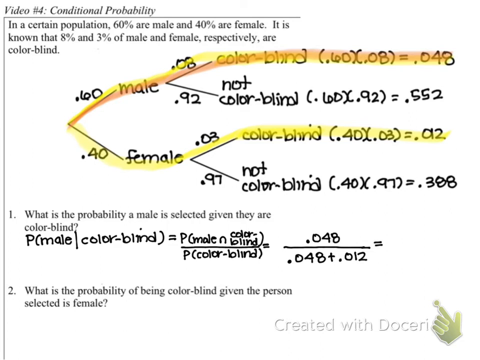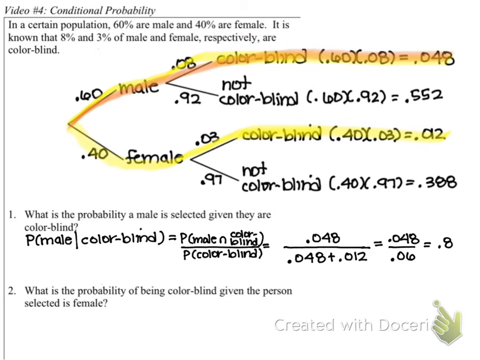As a reminder, we have to add the denominator together. That's going to give us 0.06 and then 0.048, and now we can divide those. As a reminder, this has to be less than or equal to 1, but greater than or equal to 0. In this case, it looks like we're going to get 0.8. So if we know somebody is colorblind, what is the probability that that person is also male? Well, that's going to be 80% or 0.8.